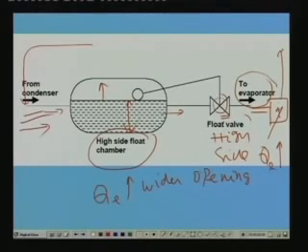Okay, wider opening means higher flow rate, and similarly when QE reduces, there will be narrower opening. Right. So that is how the level is controlled, and thereby the load is taken care of. Okay, so this is the principle of high side float valve.